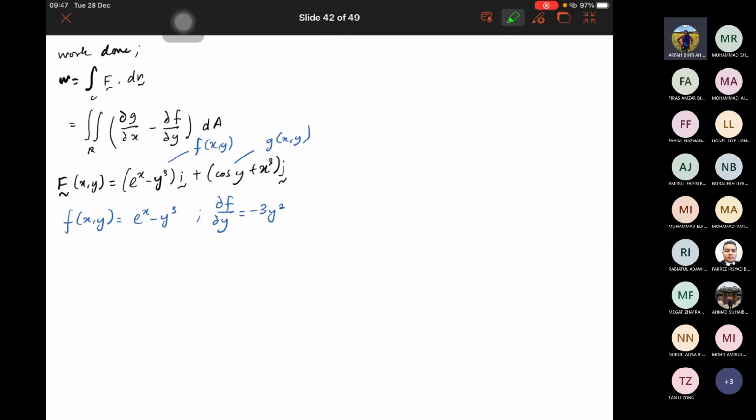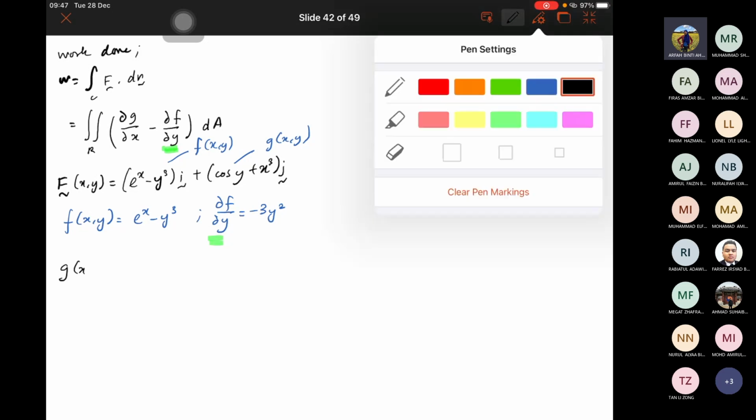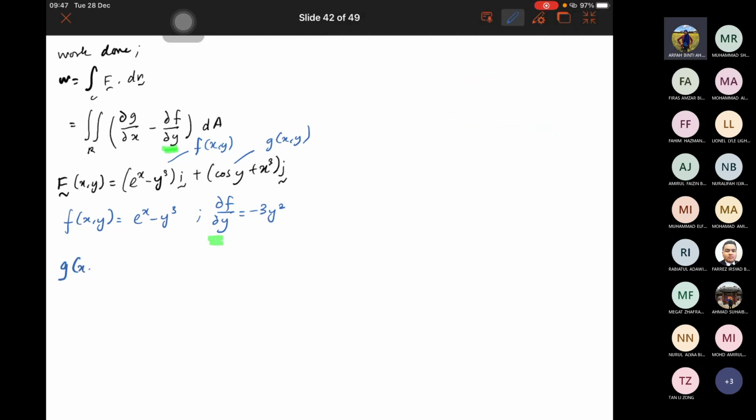Sebab kita nak dapatkan this one, delta F over delta Y. Okay, and then G(x, y) equal to cos y tambah x cube. Okay, delta G over delta X equal to 3x kuasa 2.